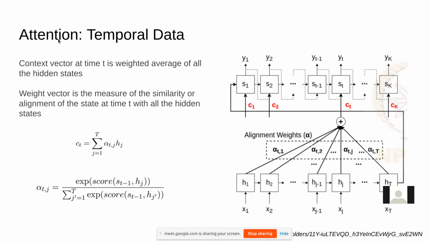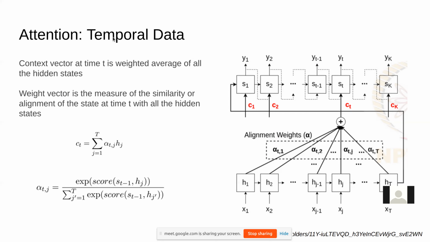Attention is basically a way to pay more attention, or to give more importance, to certain sentences or words in the input over others, which can help in predicting the right output. For example, if we look here, now this attention can be temporal or spatial.